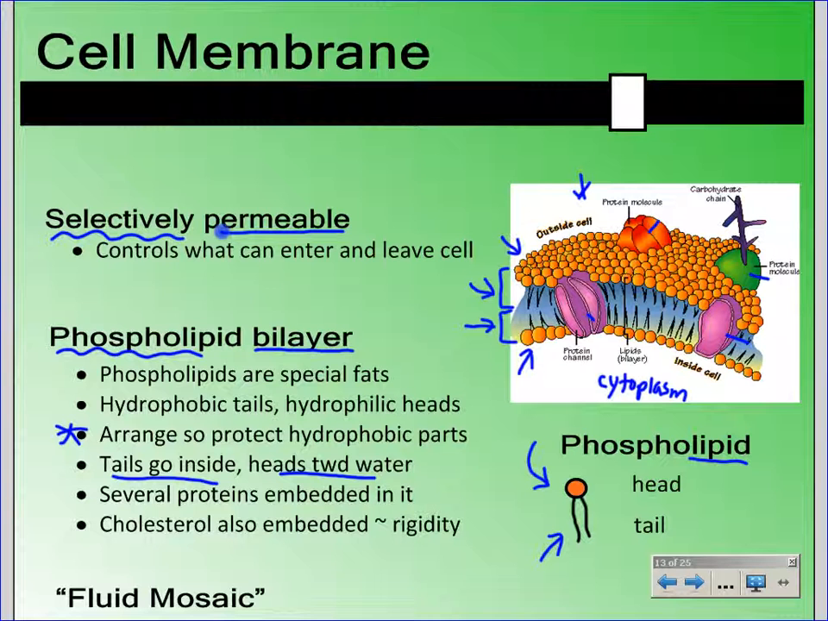There's also some cholesterol. It's not shown here, but we could put some in here. We can't see that very well, so red. There are some cholesterol molecules, and we're just going to represent them with these little red things. The cholesterol is embedded in there to give it rigidity. So the more cholesterol that's there, the more rigid that region of the membrane.